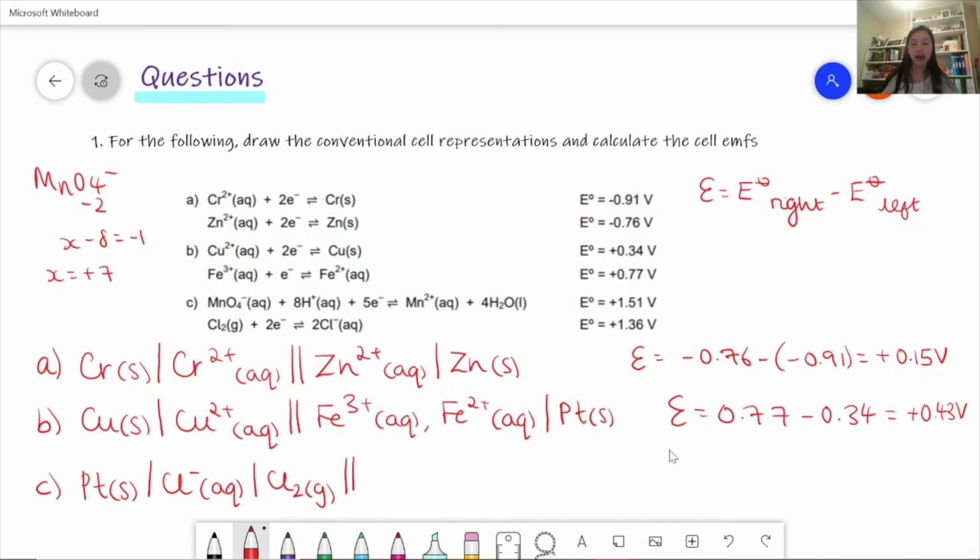So we have MnO4-, and this is aqueous. And then we add in the Mn2+ because it has a lower oxidation state, or oxidation number, and it's separated by a comma because they're both aqueous. And then we also add in the H+, and this is also separated by a comma because it's also aqueous. And now again we need a solid, so we use platinum.